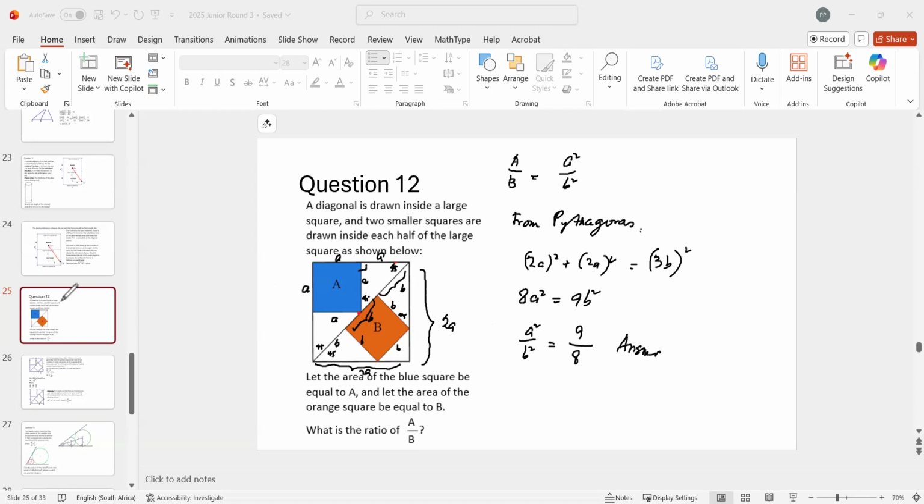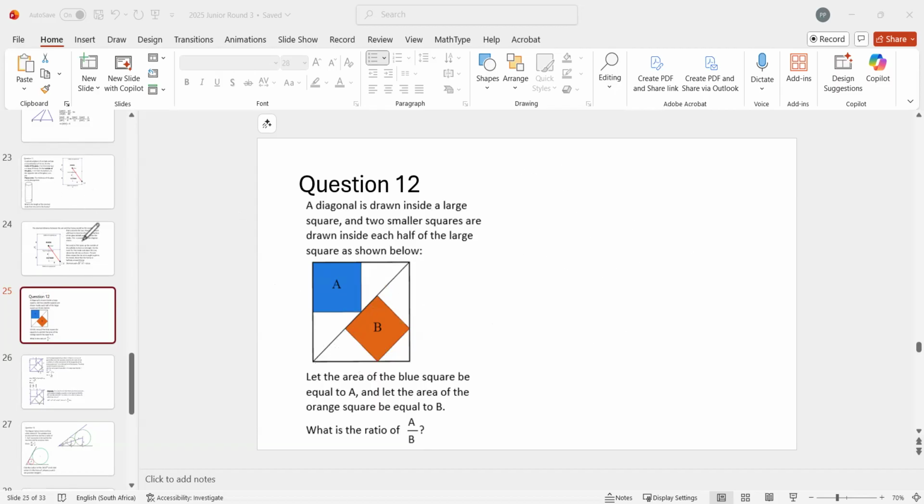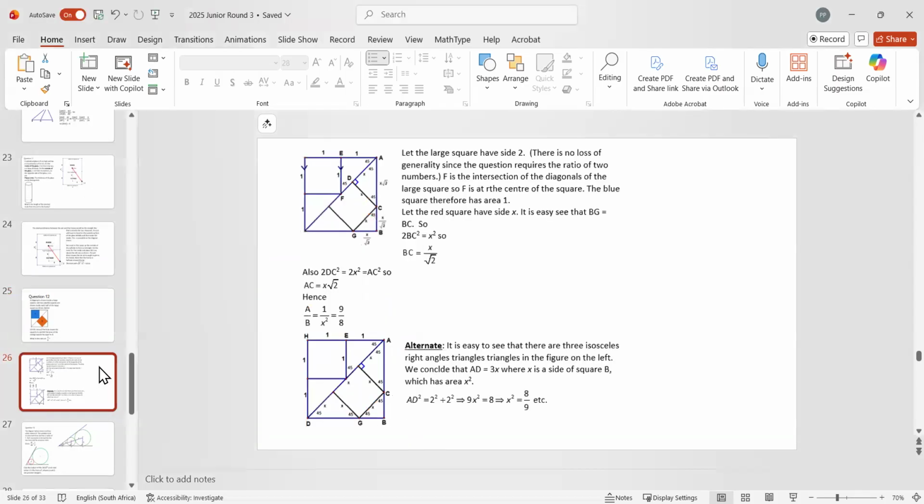All right. Okay, let's now just get on to the next problem. And just, oh, I got, it's supposed to be 9 over 8. I don't know. Something wrong here. Oh, yeah, there it is. A over B is 9 over 8. Okay, I'm not sure what's going on here.